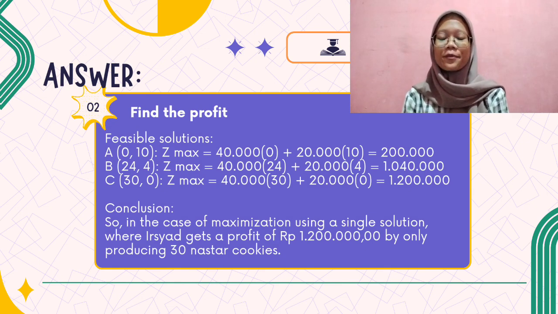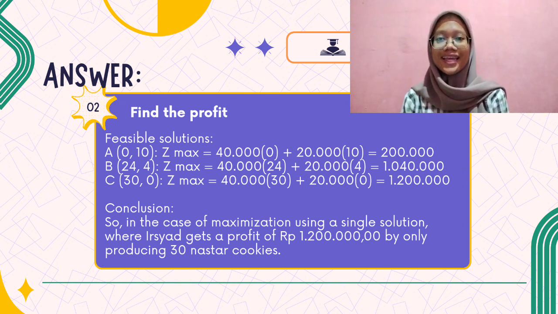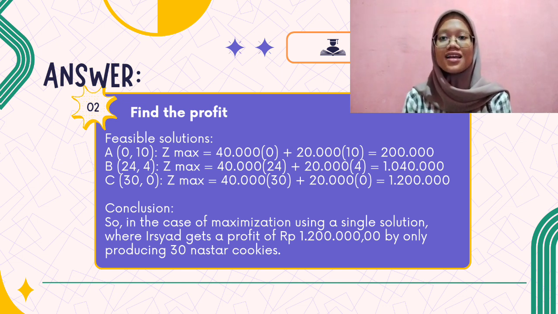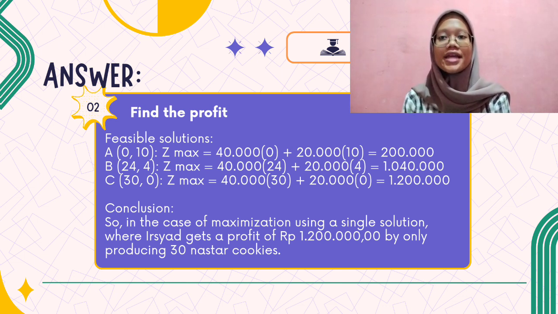And finally, determine the feasible solution using point A, point B, and point C. And the conclusion, in this case of maximization there is a single solution, where Irsyad gets a profit of 1,200,000 rupiah by only producing 30 cans of nastar cookies.